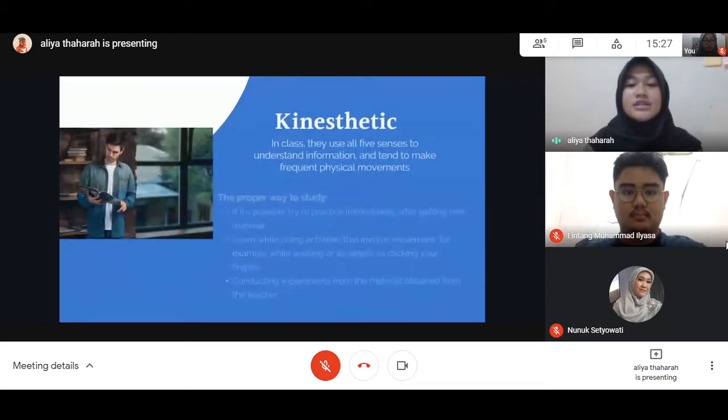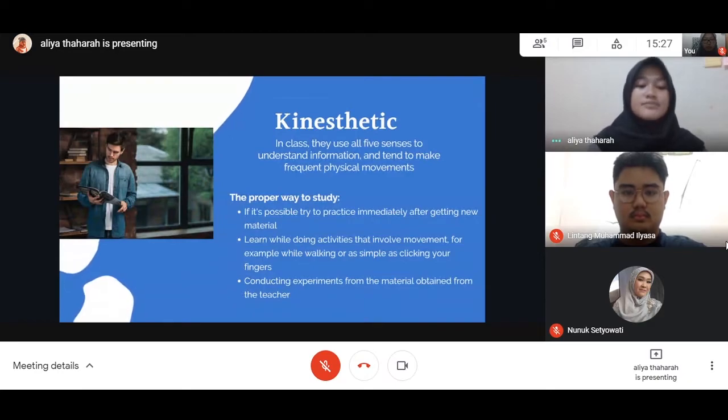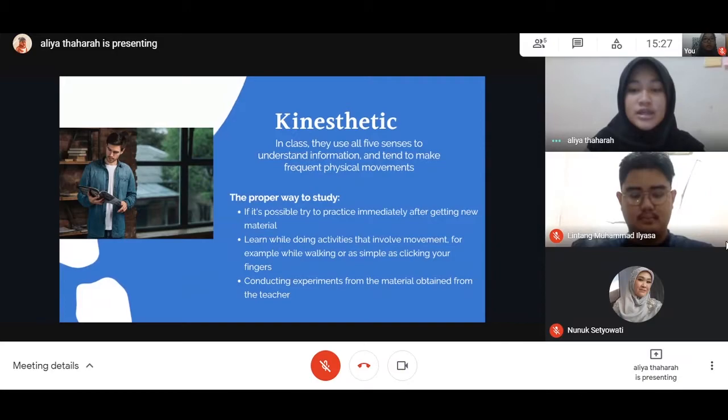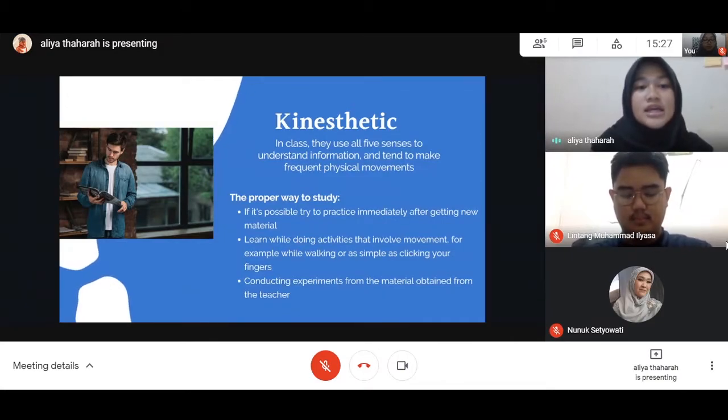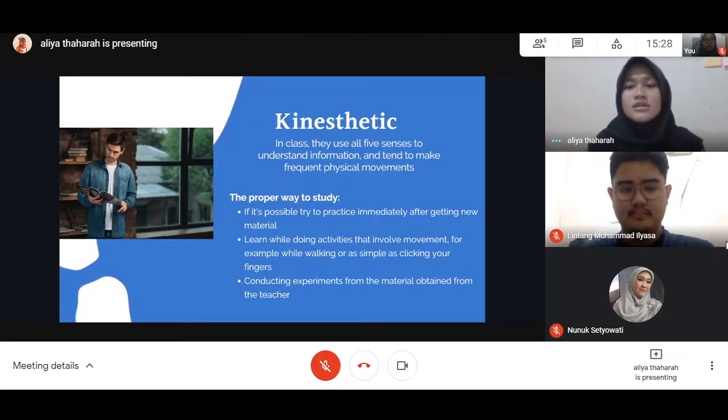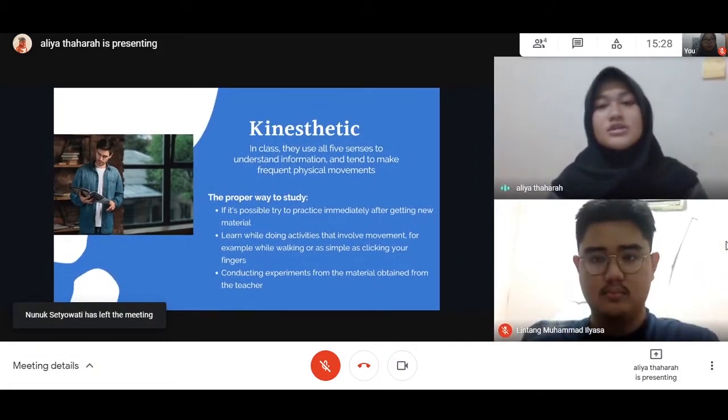And the next learning style is kinesthetic. In class, they use all five senses to understand information and tend to make frequent physical movements. So actually, this kinesthetic learning style is a bit unique because they can't just sit still in class reading or learning something, but they need to do physical movements. They need more practical learning.